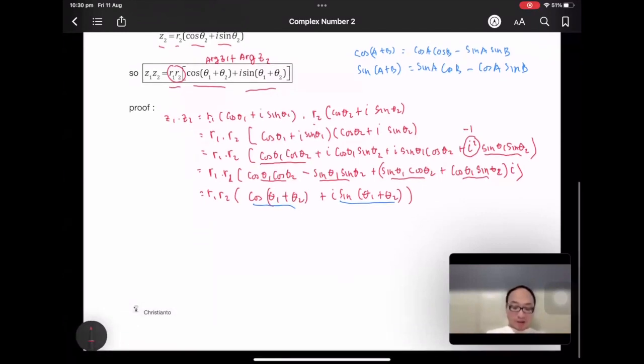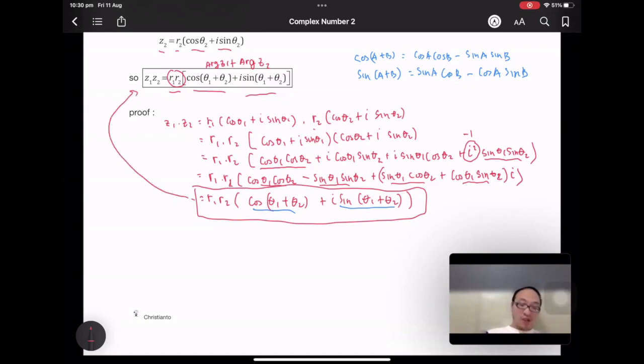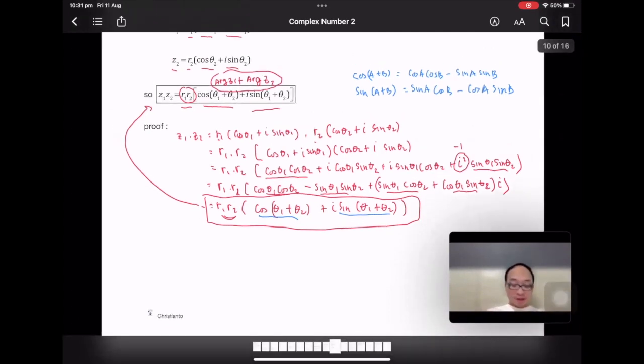So from here, we have proof that the multiplication of two complex numbers in polar form equals the multiplication of the moduli times the cos of the total argument, argument z1 plus argument z2. So this is for multiplication.